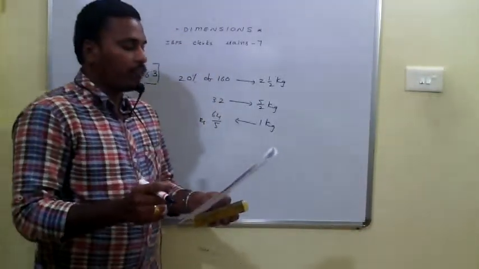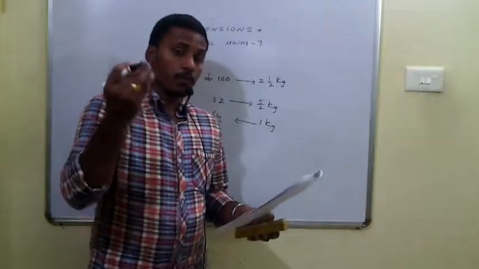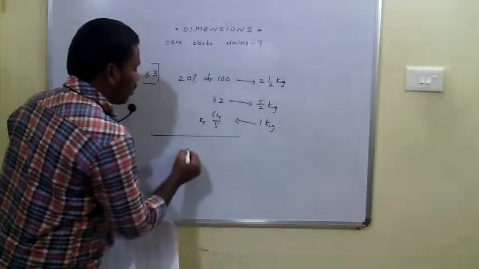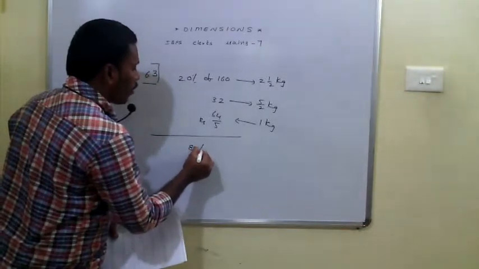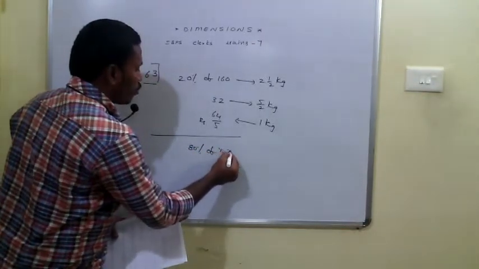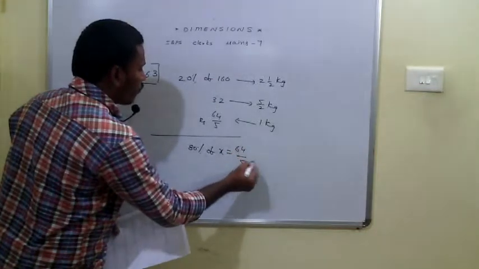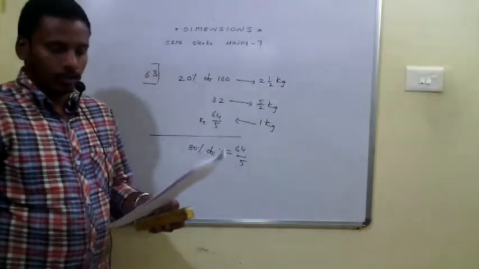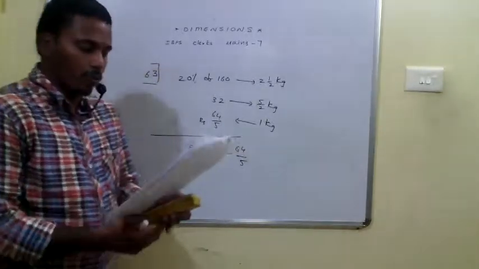They asked us to find the original price per kg of sugar. Suppose the original price of the sugar is some x. After the reduction, that cost will be 80%. So 80% of x is equal to 64 by 5. Get the value of x, which is the original price of the sugar. Okay, that's the answer for the 63rd problem.